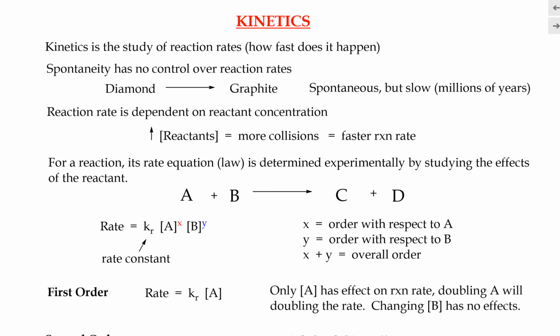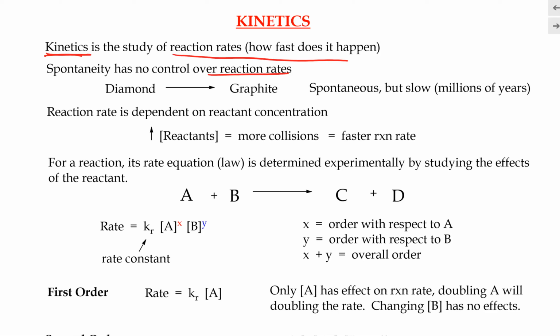Kinetics refers to the rate. How fast does something happen in a reaction? So the rate of reaction. And it's important to point out that spontaneity has no control over the rate of the reaction. Thus, because something is spontaneous, it doesn't mean it'll be a fast reaction. It can be spontaneous but slow.